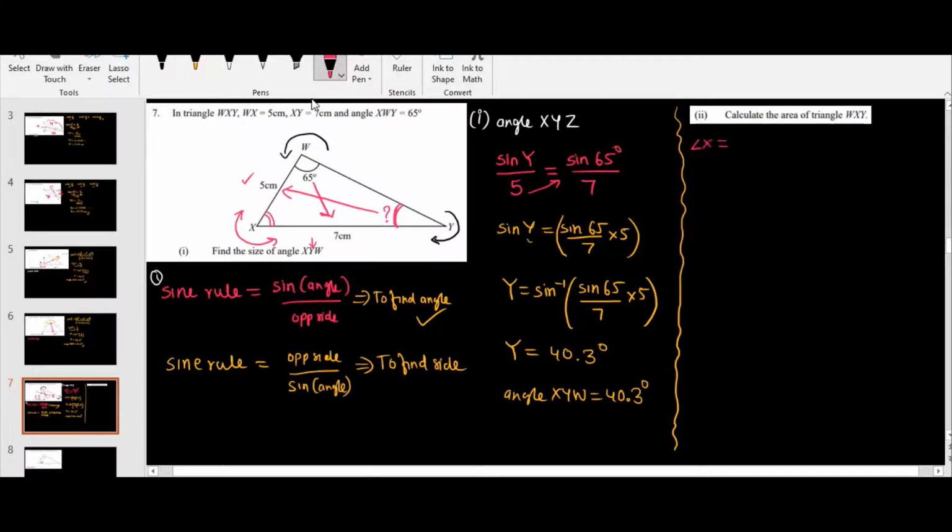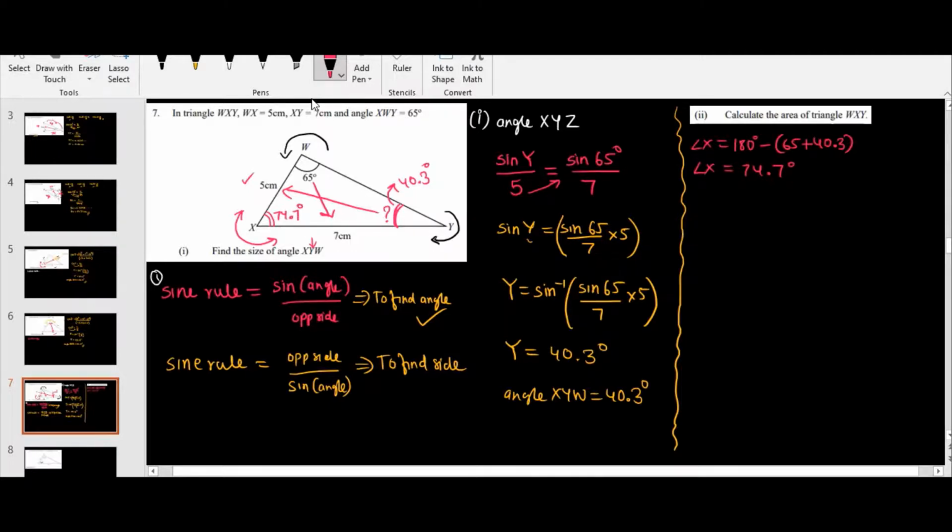So angle X equals, you know the sum of the internal angles of a triangle. This value we just now got here, that is 40.3 degrees. We know already 2 angles, so the third angle is easy for us to calculate. So let us do that. 180 minus, open the bracket, so this will be 65 plus 40.3. You get the answer 74.7 degrees. So the angle X value we got here is 74.7 degrees.